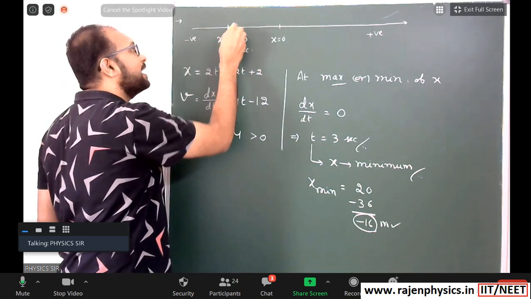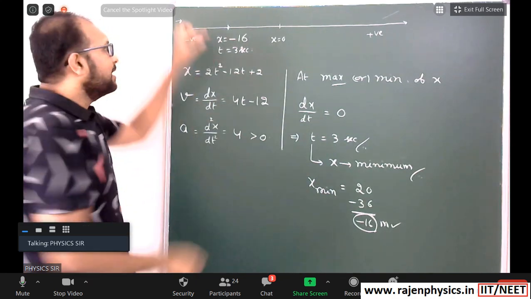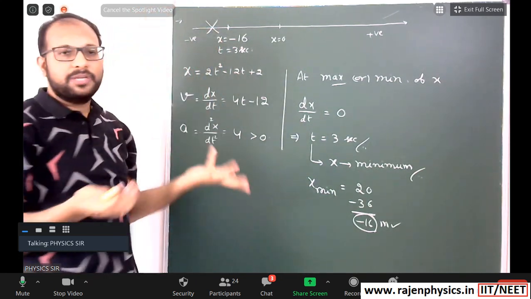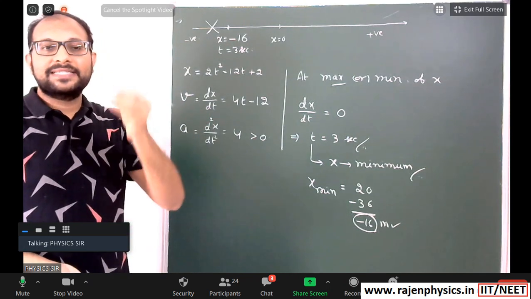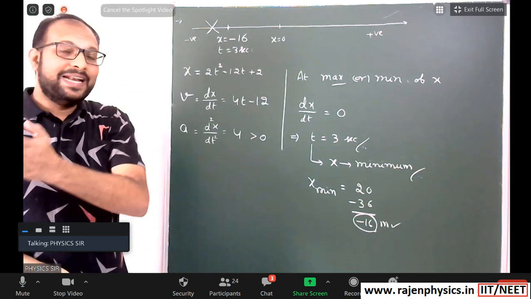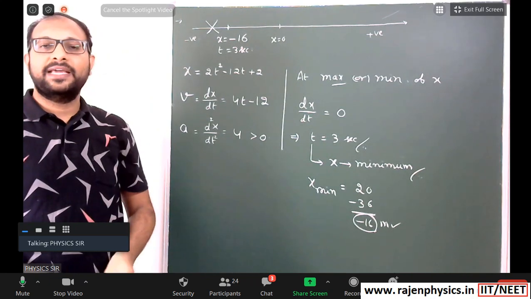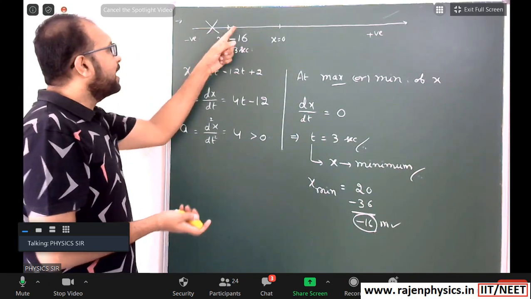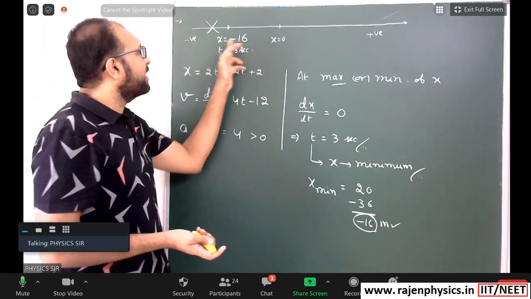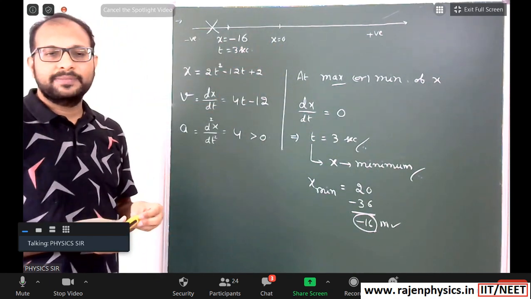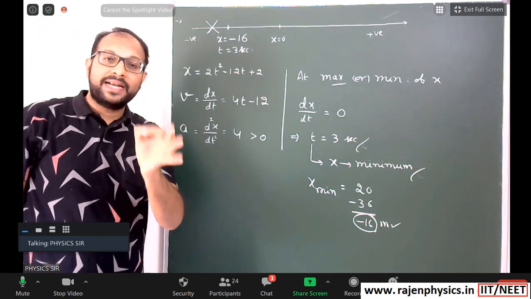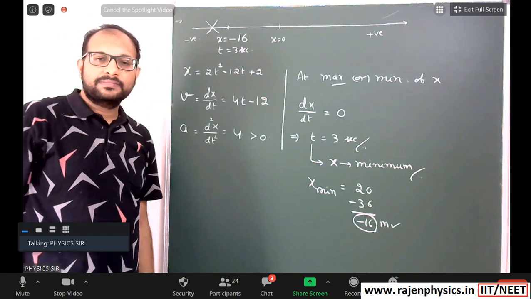This is the least value of x, which means, students, motion on this side is now forbidden. No motion, because that is the least. Minus 16 is itself the least. That's why, less than minus 16, there is no motion of the particle. So this is forbidden. Now motion is only to the right side of x equal to minus 16. So this information came from our mathematics, that is, the differentiation.